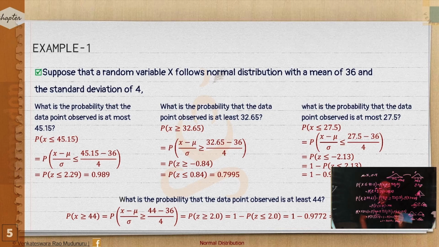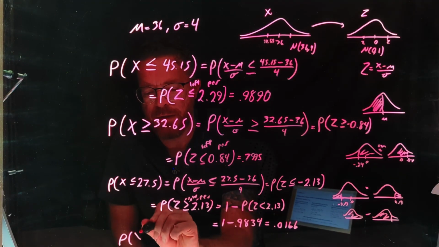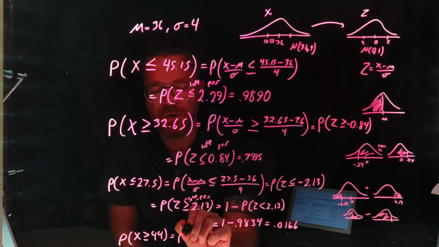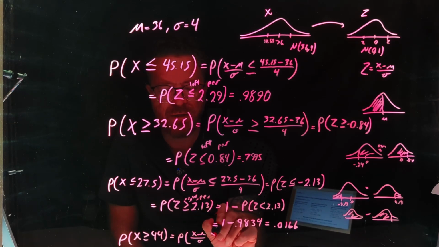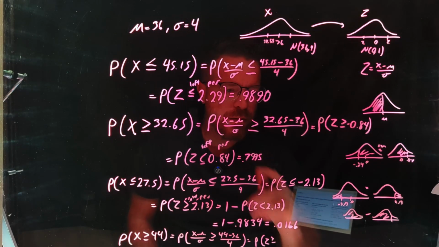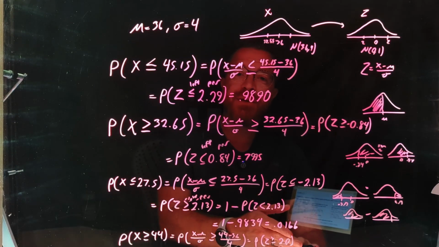Now, the last problem asks, what is the probability that the data point observed is at least 44? So the probability x is greater than or equal to 44. We do our transformation. So the probability of (x minus mu) over sigma is greater than or equal to (44 minus 36) divided by 4. This is going to be equal to the probability that z is greater than or equal to 2.0.